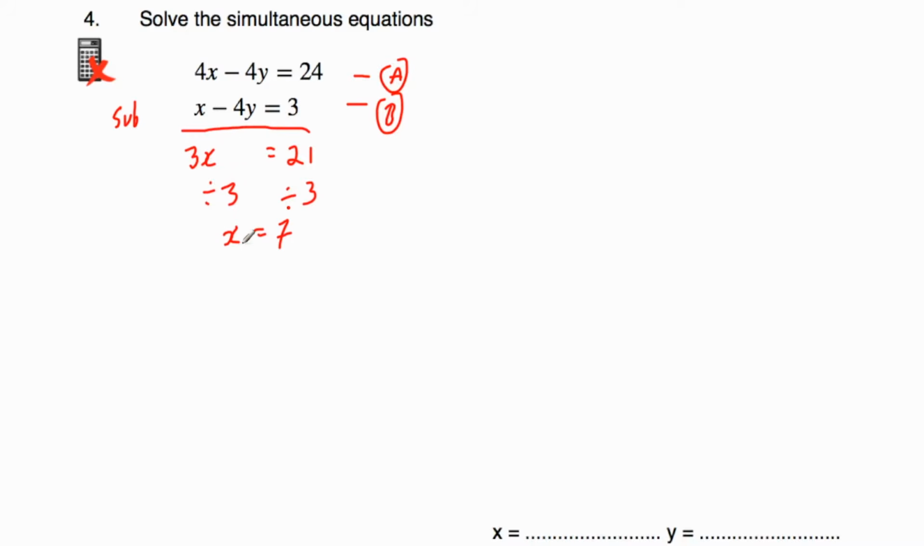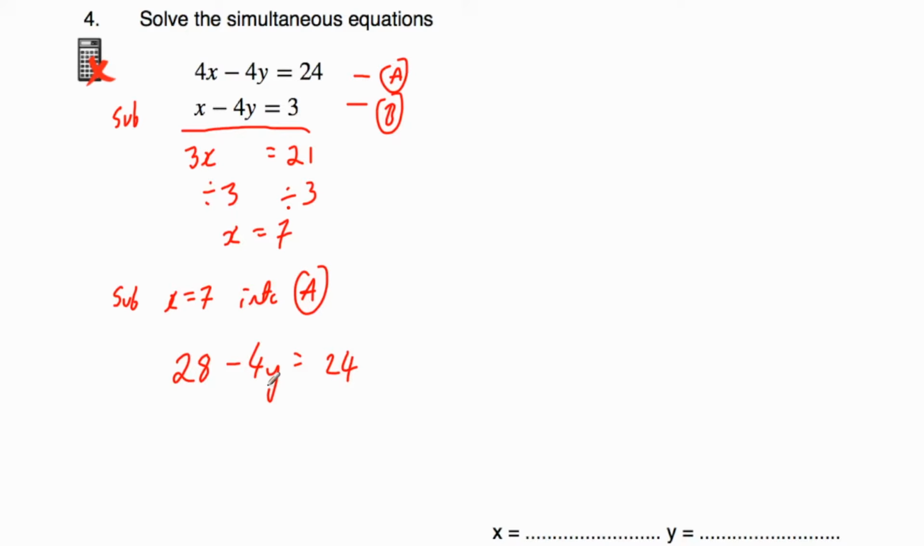So we found out what x is, so let's substitute that into one of our equations, and I'm going to choose the top equation here, equation A, so sub x equals 7 into A. And when we do that, 4 times x is 4 times 7, so that's going to be 28. Subtract 4y equals 24.